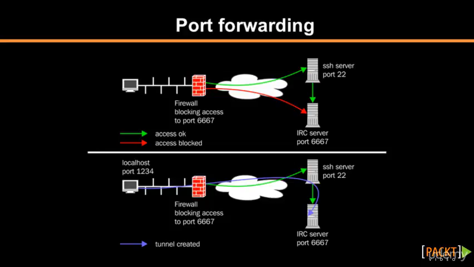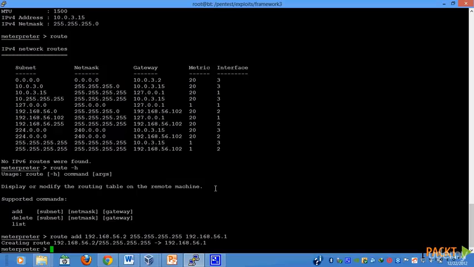If you look at the purple line in the second half of the diagram, you can see that this tunnel can actually forward every data from our attacking machine to our target machine, and finally to the IRC server. This concept is known as port forwarding. We are using our compromised machine in order to access the IRC server. Meterpreter provides us with the port forward command, which is portfwd.